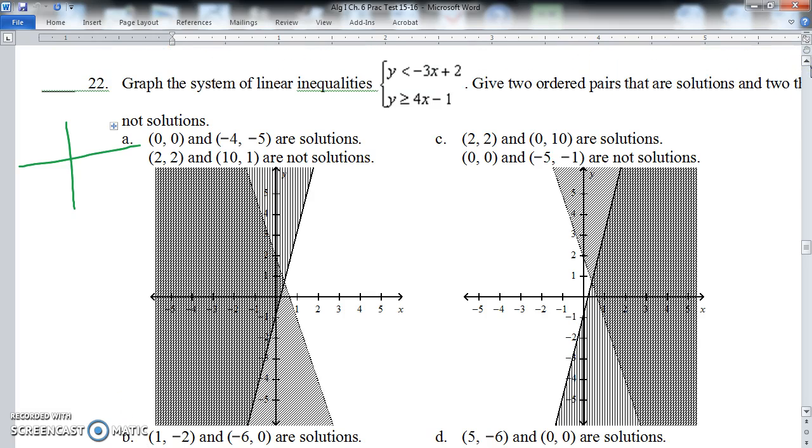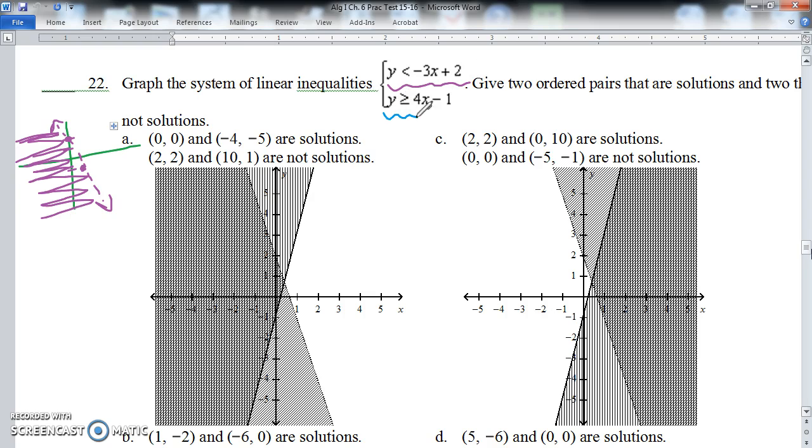Okay, let's see. The first equation says y is less than negative 3x plus 2. So if we come up to 2 as a y-intercept, and then our slope says negative 3, so we could come down 3 and to the right 1. This is not equal to, so we would draw a dotted line. And it tells us less than, so we would shade below for this one.